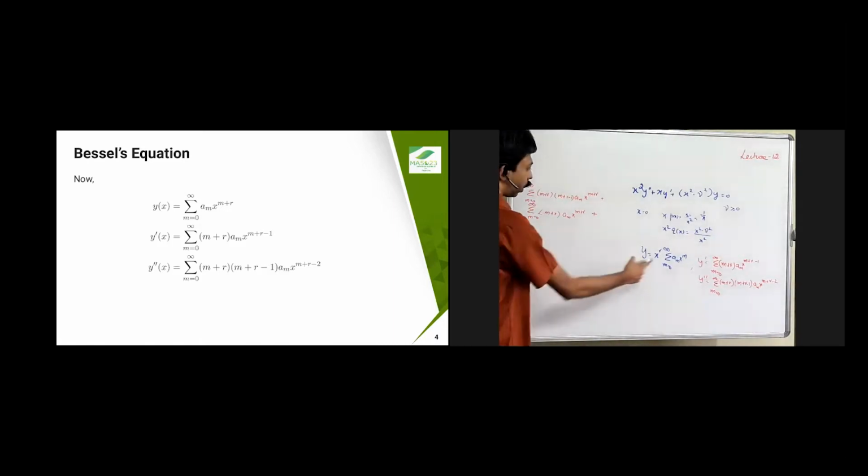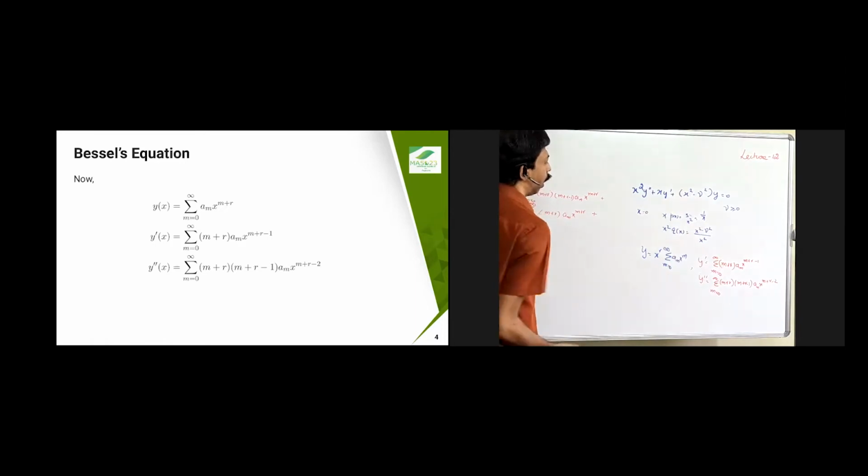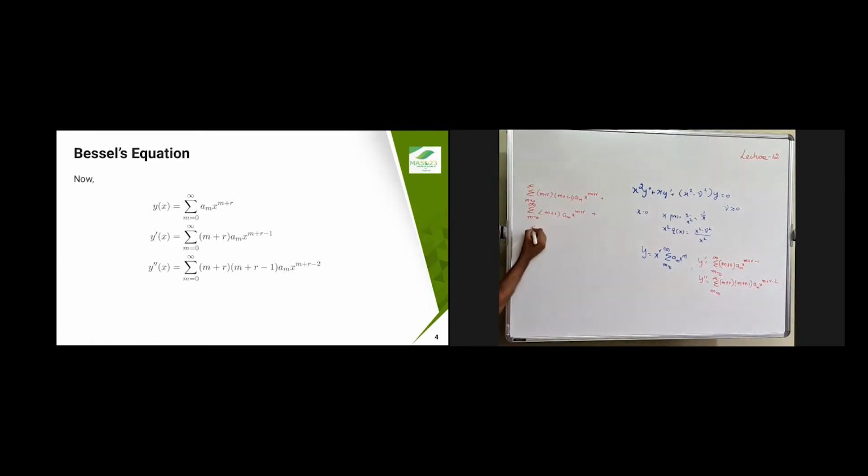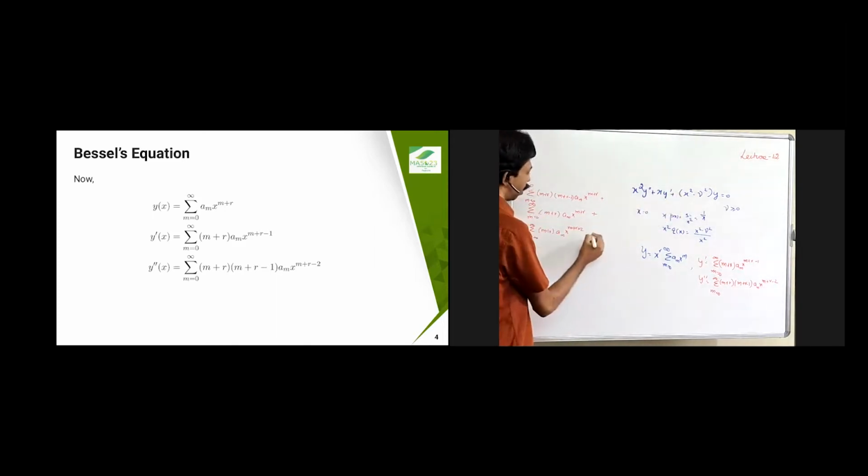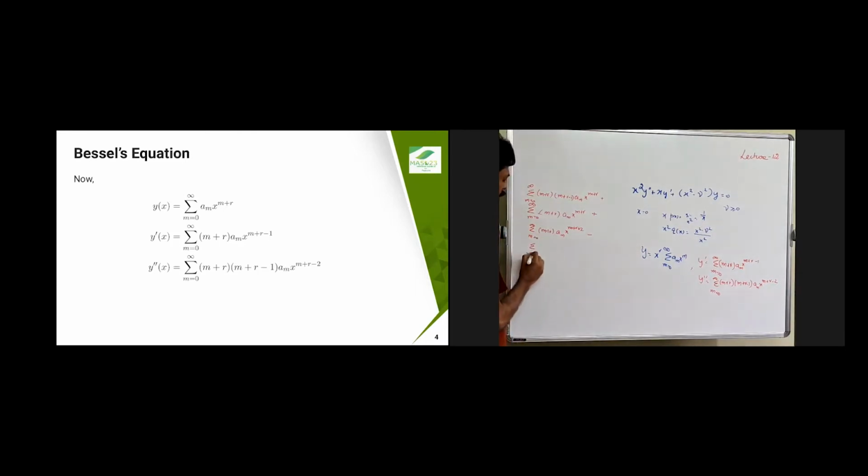Plus here x square into a_m, so I'm going to get summation m equal to 0 to infinity (m plus r) into a_m into x power m plus r plus 2, because x square is there, minus summation m equal to 0 to infinity (m plus r) a_m into x power m plus r plus 2, and here there is no x square, a_m into x power m plus r.